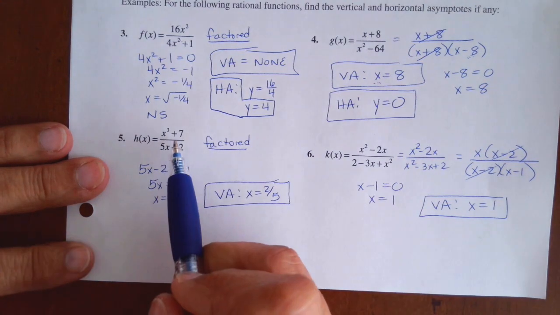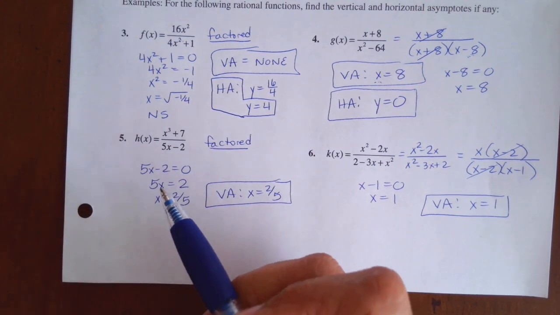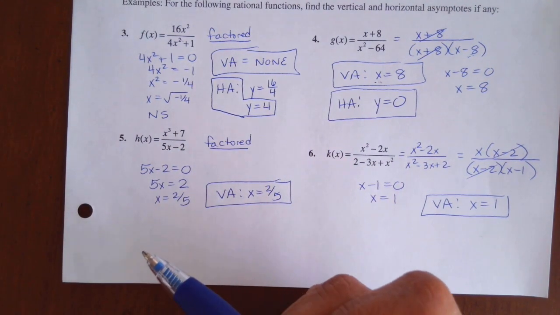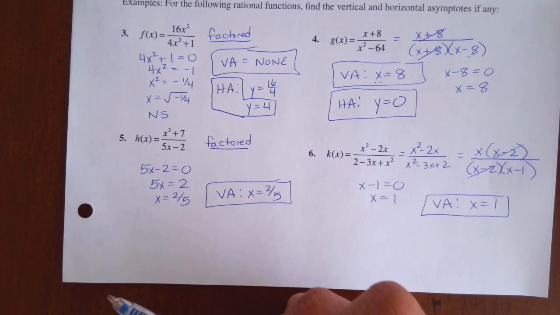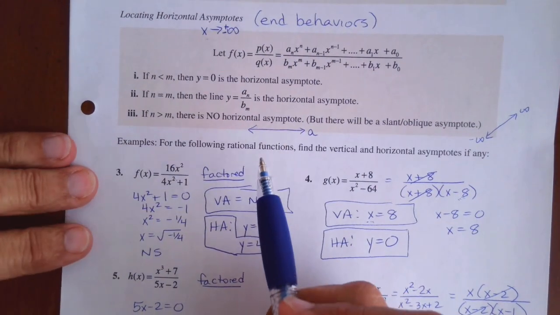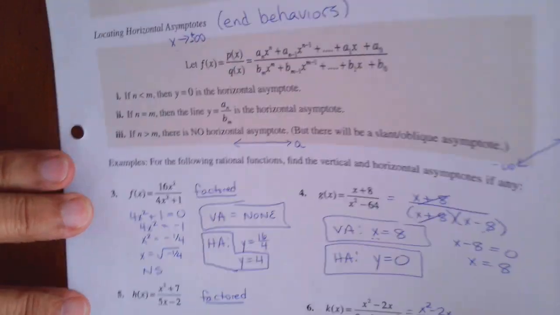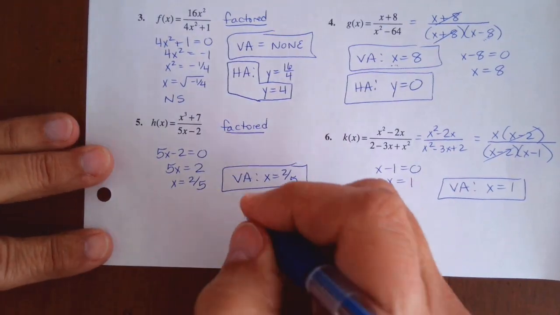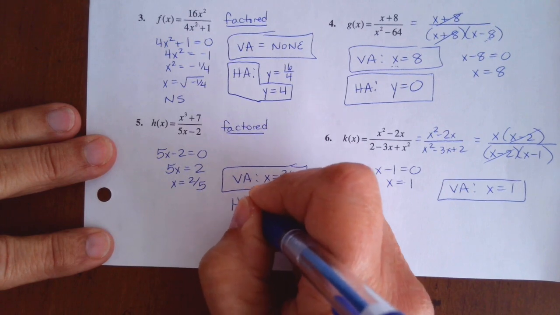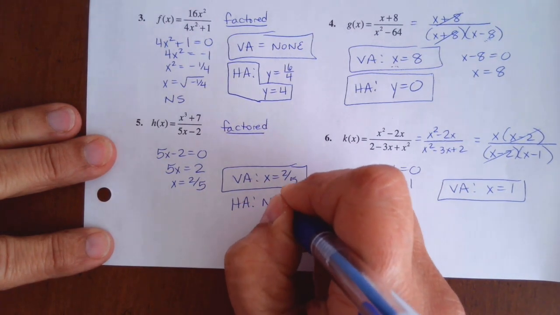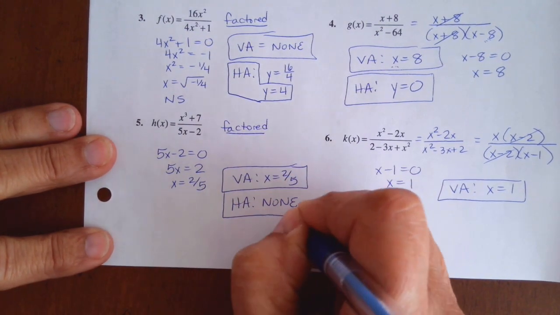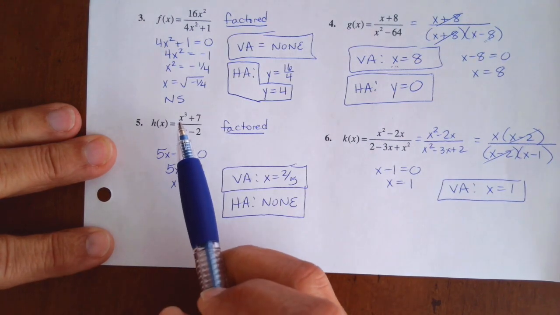All right, number 5. Degree in the top is 3. The degree in the bottom is 1. So according to the rules up here, that means we have no horizontal asymptote. We would have a slant asymptote. But this problem just asked us for the horizontal. So in this one, it would be none. Okay? No horizontal when the degree in the top is bigger.